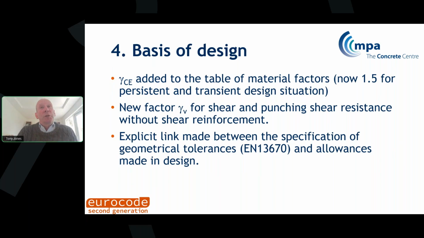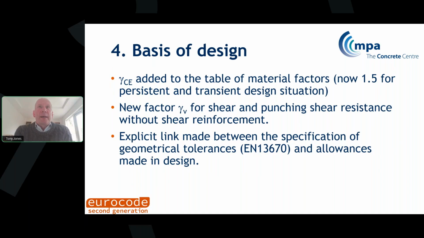We also have a new material factor that we use for shear and punching shear resistance when you don't have shear reinforcement. This recognizes the fact that you get better calibration of the models with this factor rather than just using the factor for concrete. The failure is in fact a combined effect of failure of concrete and steel.